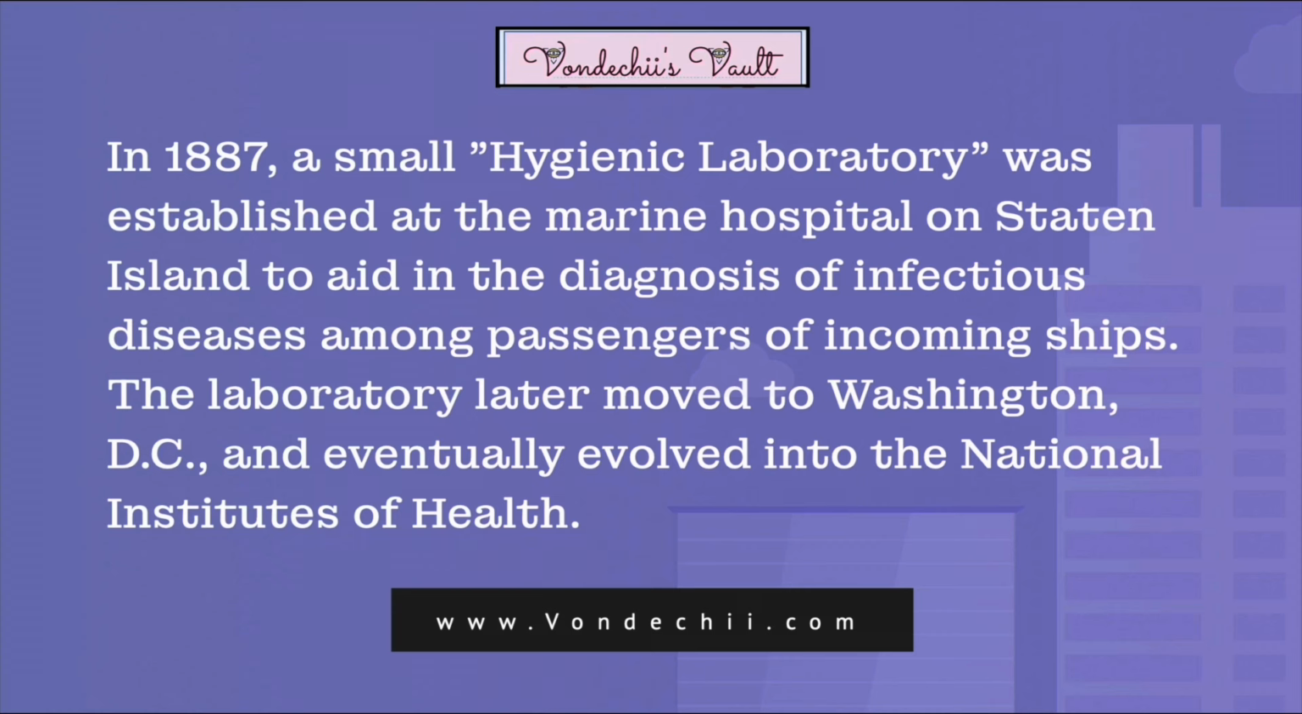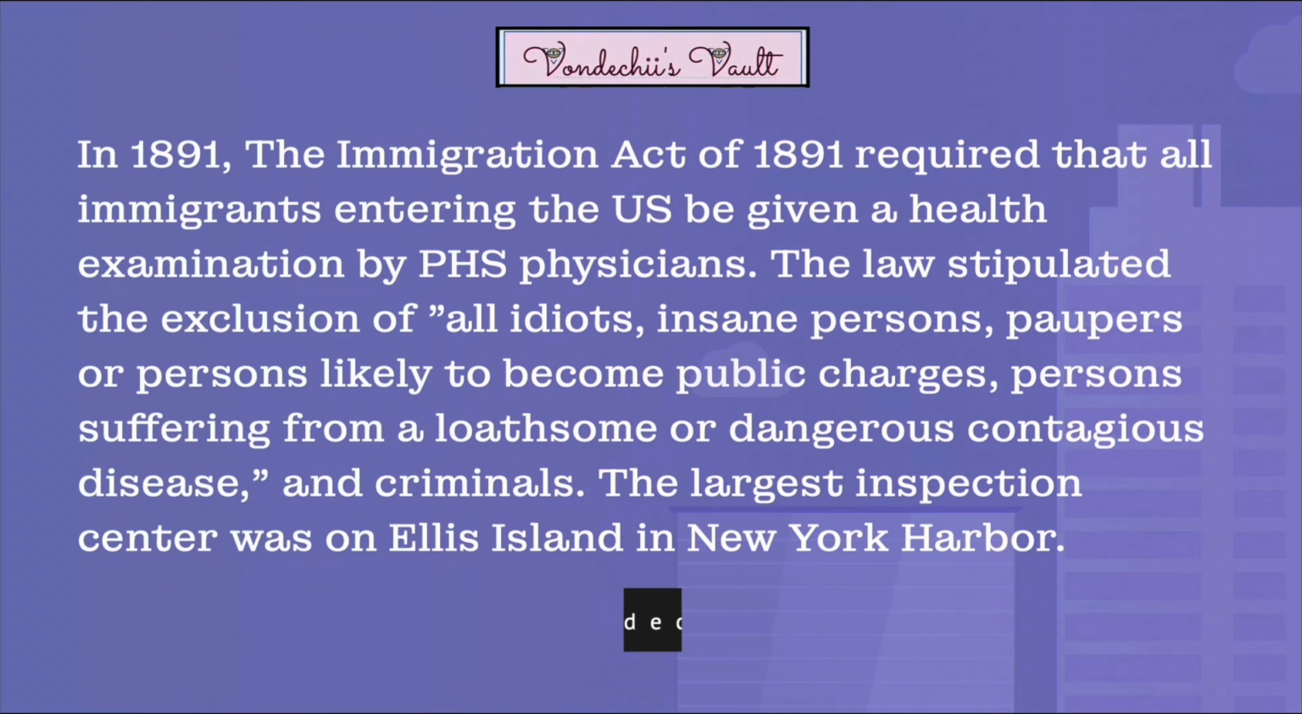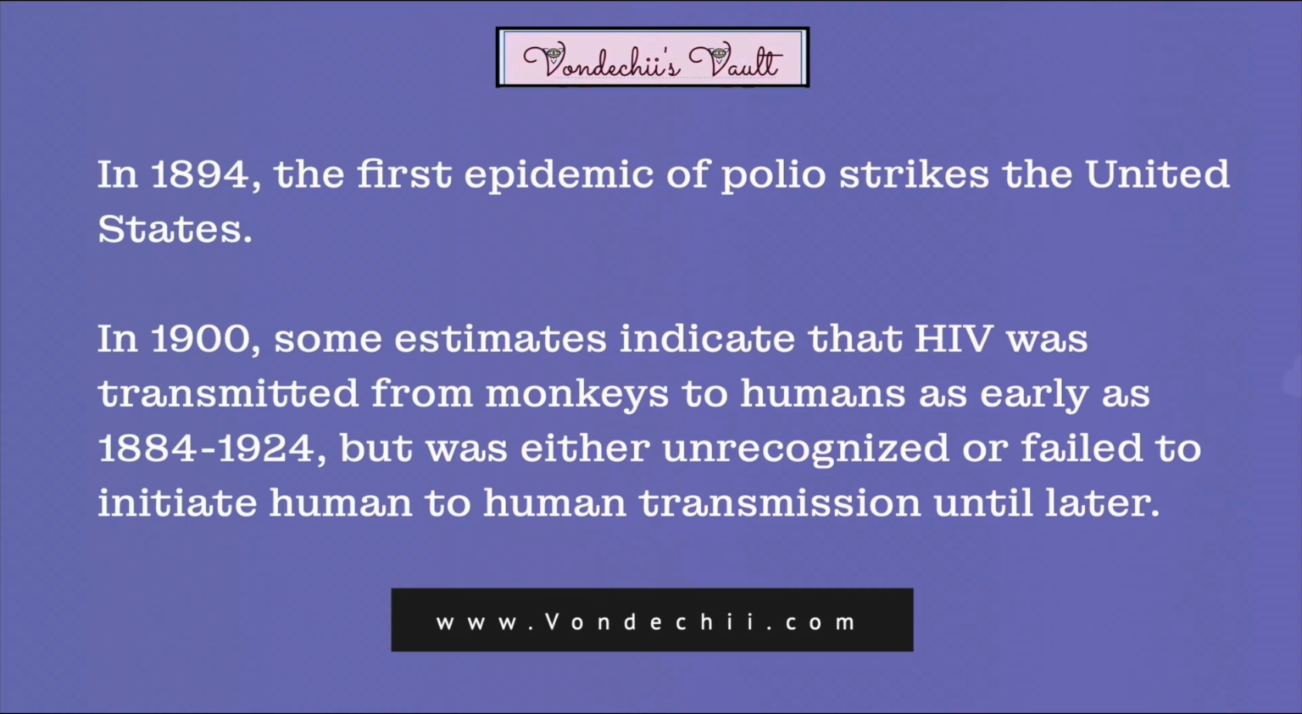In 1891, the Immigration Act of 1891 required that all immigrants entering the U.S. be given a health examination by the PHS physicians. The law stipulated the exclusion of all idiots, insane persons, paupers, or persons likely to become public charges, persons suffering from a loathsome or dangerous contagious disease, and criminals. The largest inspection center was on Ellis Island in New York Harbor. In 1894, the first epidemic of polio strikes the U.S.